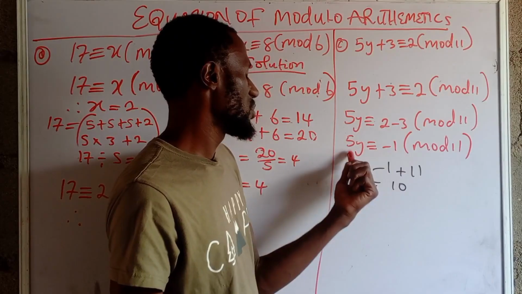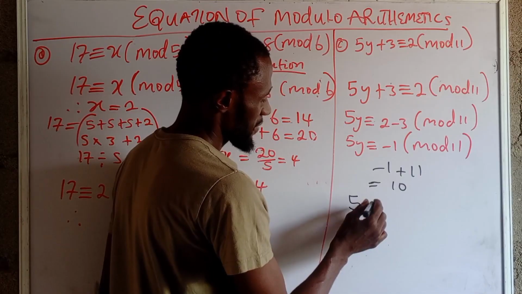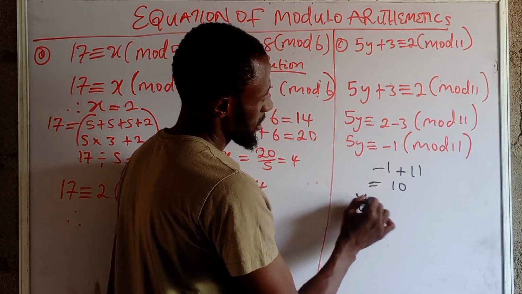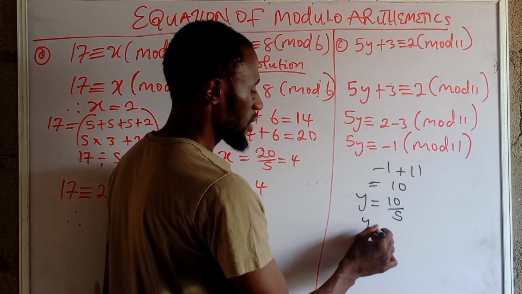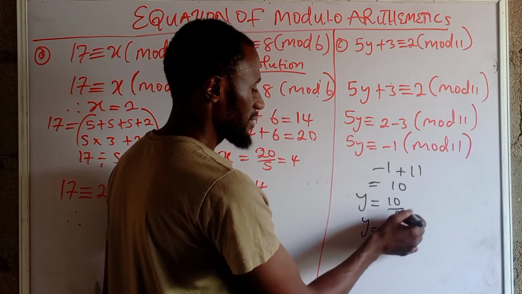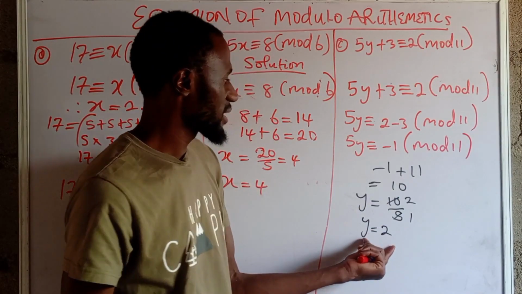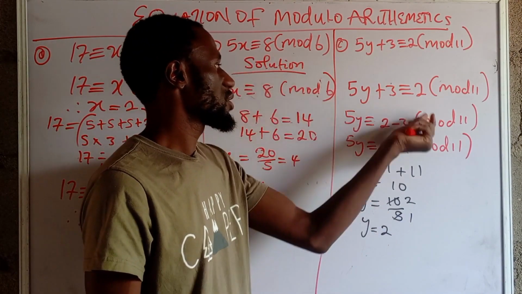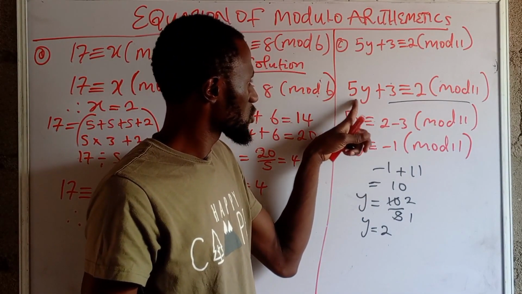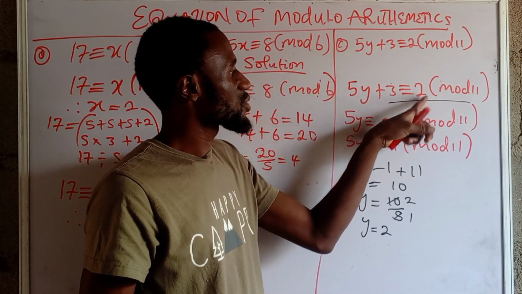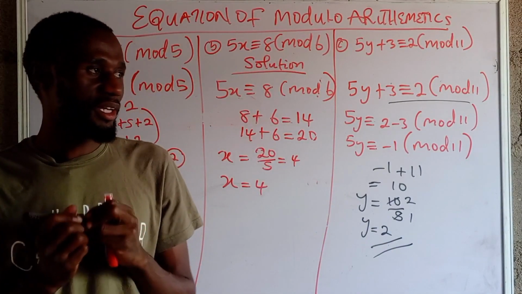Now 10 is divisible by 5. Therefore y equals 10 divided by 5, so y equals 2. Check: 5 times 2 plus 3 is equivalent to 2 mod 11. Remember, this is an equation of modular arithmetic.